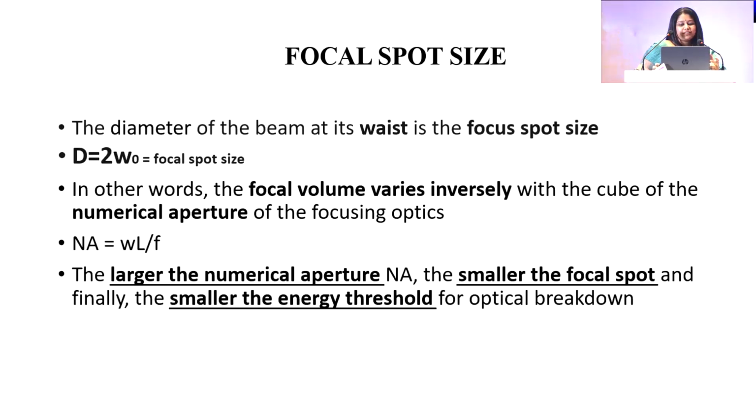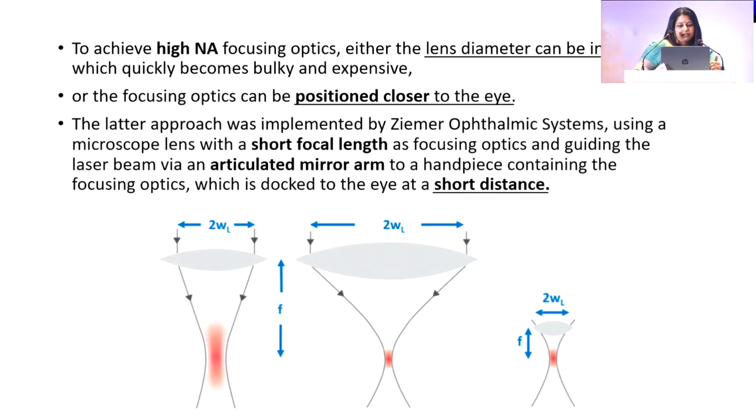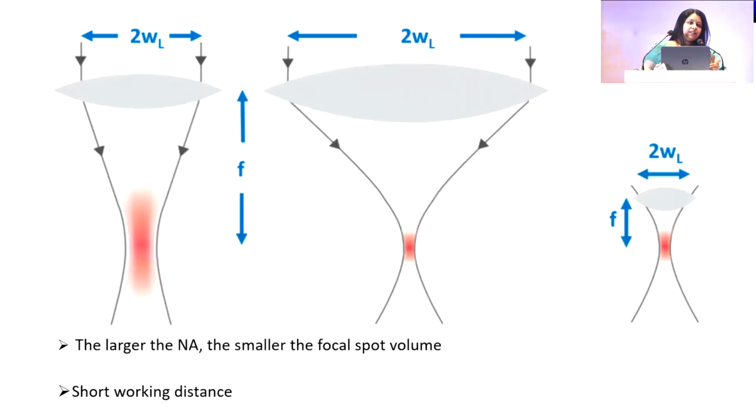where we talk about the ideal focal spot size, ensuring a smaller energy threshold, which is obtained by increasing the numerical aperture. So how again? The larger numerical aperture is obtained by either increasing the lens diameter, making it very bulky, or you have to position the focusing optics quite closer to the eye. So ZIEMER adapted the latter approach, where it used a shorter working distance to bring in the ideal focal spot volume.